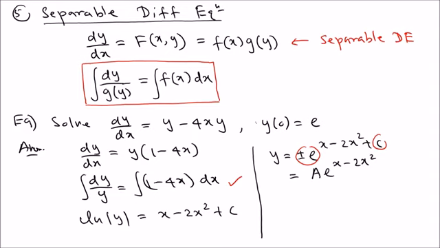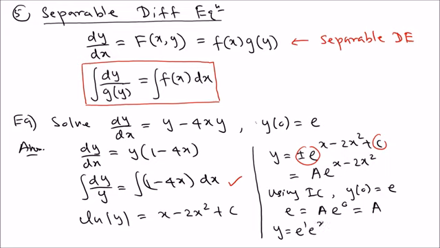Now we can use the initial condition. Using the initial condition that y(0) equal e, we're going to get e equal a times e to the 0. e to the 0 means 1, so a equal e. So that means y equal e times e to the x minus 2x squared. This means that's e to the x minus 2x squared plus 1. So that is the complete solution.